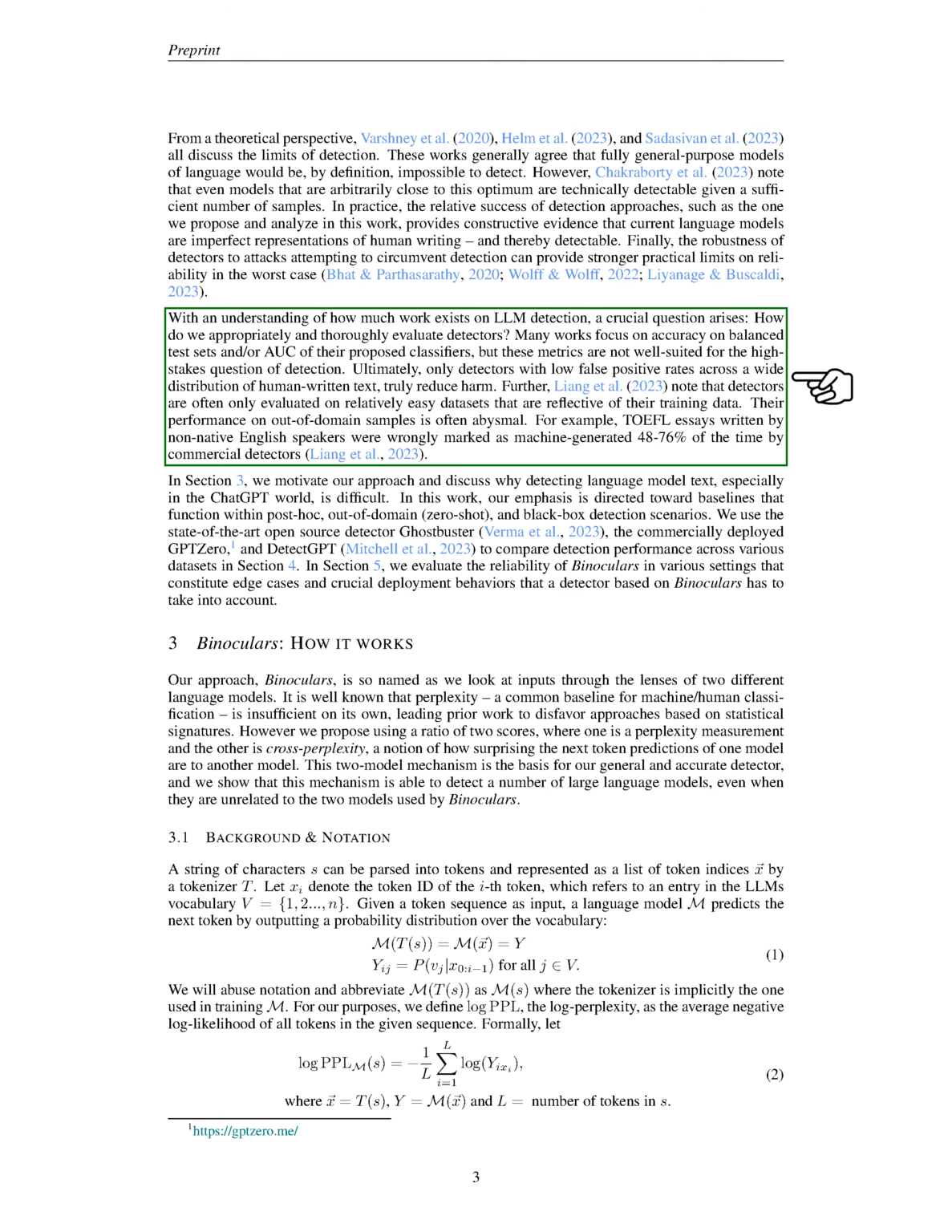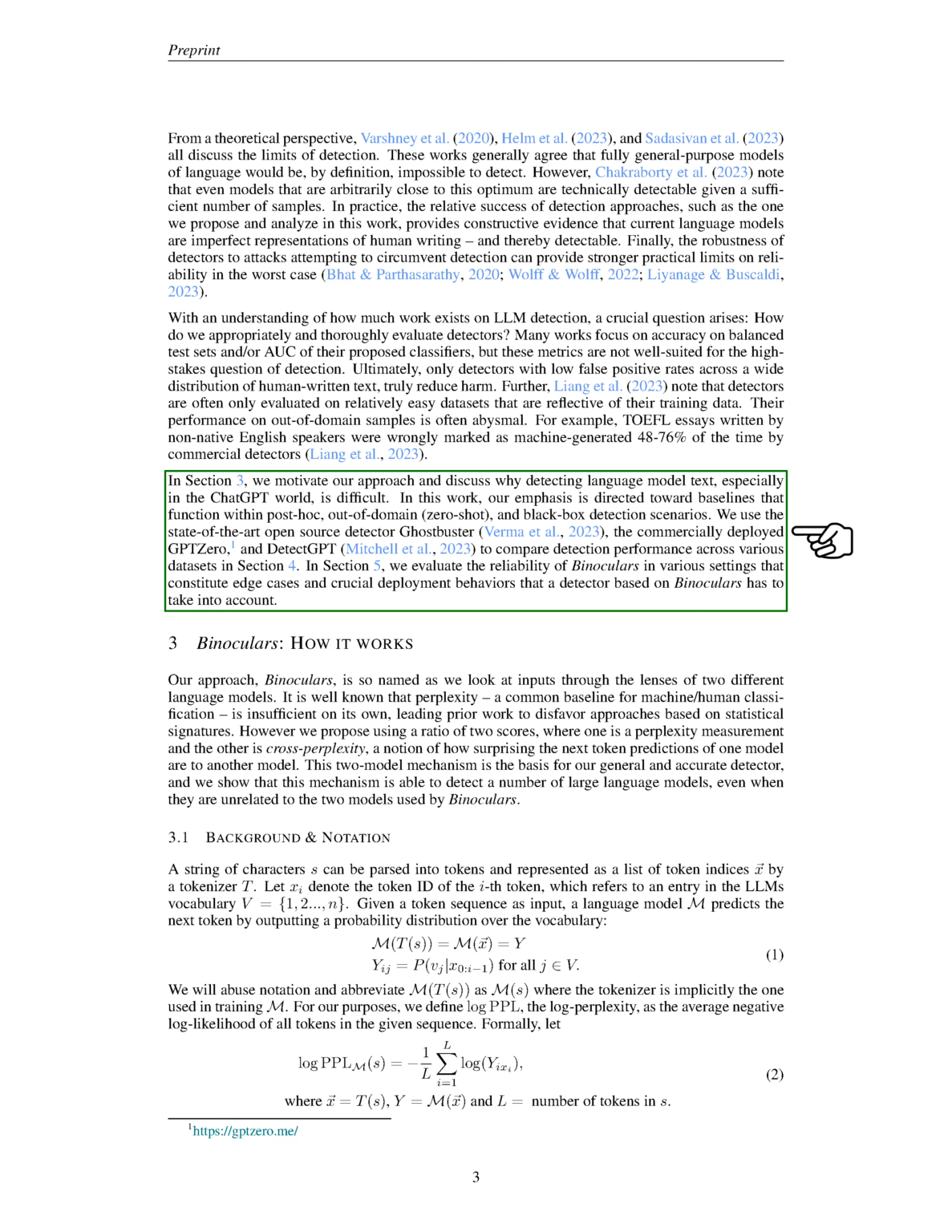A key question is how to evaluate detectors effectively. Many works focus on accuracy on balanced test sets and/or the area under the receiver operating characteristic curve, AUC, of their proposed classifiers, but these metrics are not well suited for the high-stakes question of detection. Detectors should have low false positive rates across a wide distribution of human-written text to truly reduce harm.